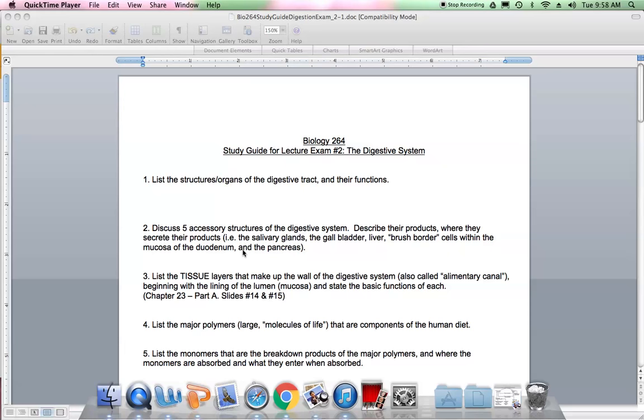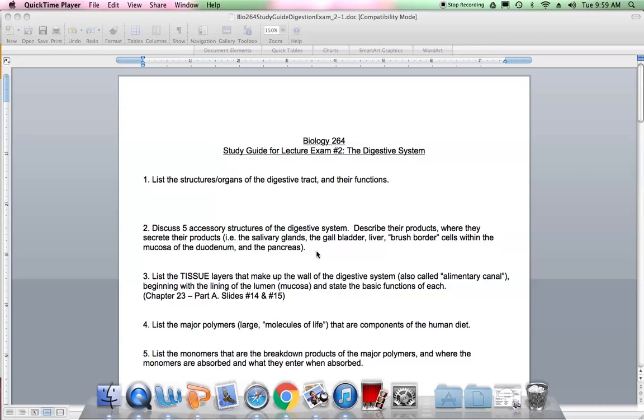So the 5 accessory structures in the digestive system, we will start out with the salivary glands. Basically, this i.e. means that this is actually the answer as far as which structures I'm referring to. The salivary glands, they add saliva, and there's a discussion about saliva at the very beginning of the part A in the PowerPoint script for chapter 23. Then we get farther down.